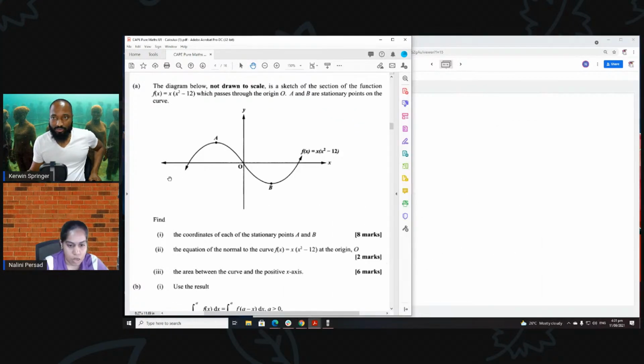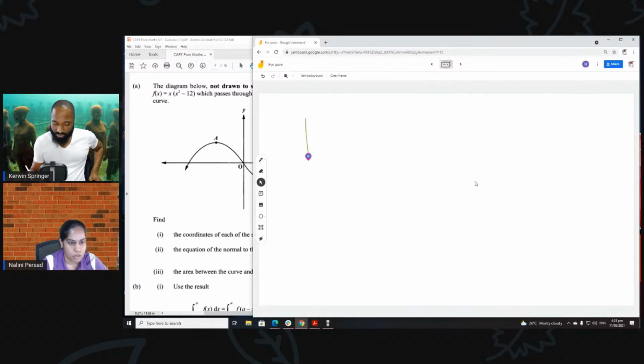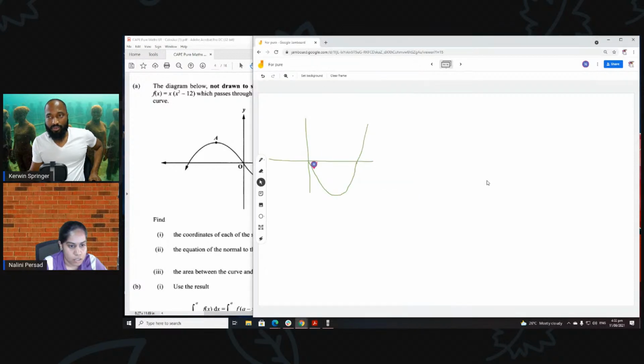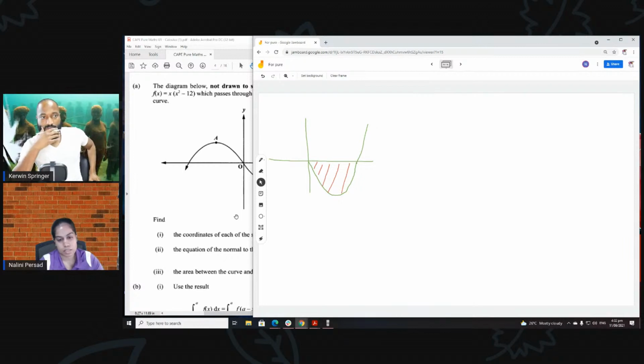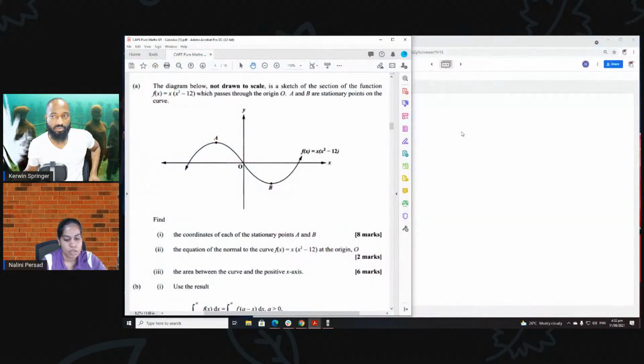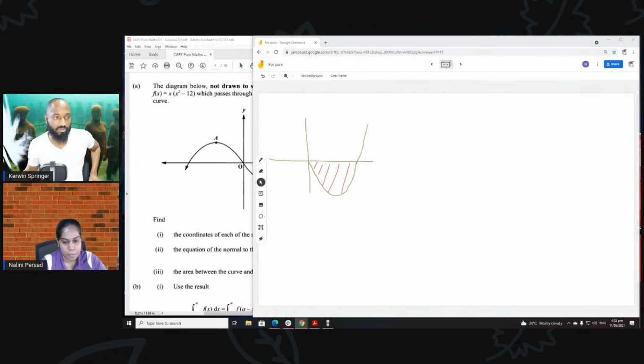So we're only looking at this side, right? Did I draw that correctly? Yeah. But we're looking at the area between the curve and the positive x-axis. So if you look at the graph, you realize it lies below the x-axis. So when we find the area, it will be negative. So you'll just take the positive of it.